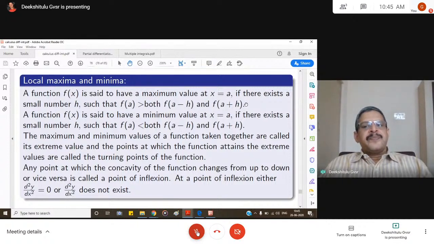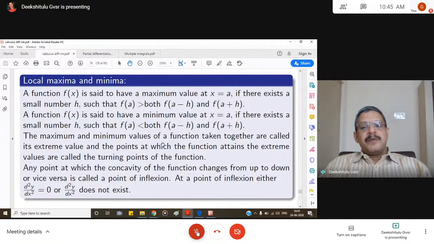Now we can write the definition of the local minima. A function f of x is said to have a minimum value at x is equal to a if there exists a small number h such that f of a is less than f of x in the interval a minus h to a plus h. f of a must be the minimum value. It should be maximum in one case, and it should be minimum here.